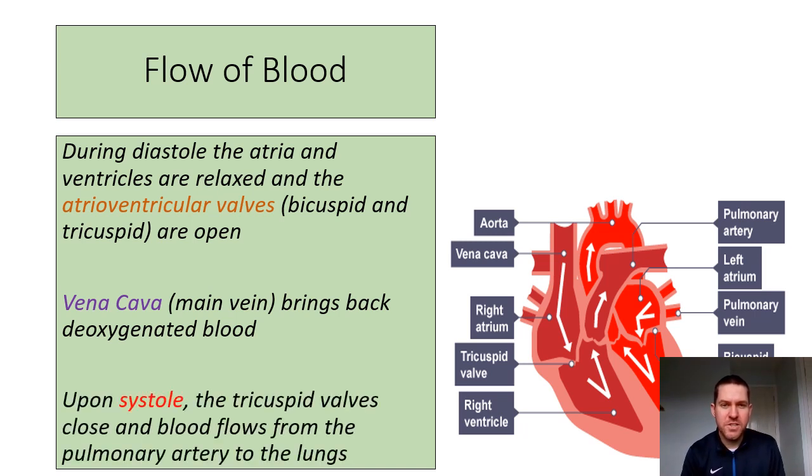Now, upon systole, once the blood has moved to both of those ventricles, the right ventricle and the left ventricle, it is now ready to be transported either to the lungs, which we're going to look at in the example here in the text box, or to the working muscles if we're referring to the left ventricle. So during that contraction phase.